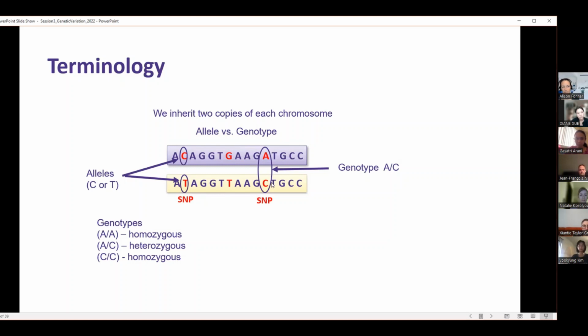The genotype is the combination of both of those alleles. So the alleles are C or T if we're looking at this position. The genotype is the AC. And because there are two nucleotides at each location, we have three options for genotypes. We can have two versions of homozygous, and that's where the nucleotides are the same on both chromosomes. So we either have two A's or two C's. And then we have heterozygous, and that's where the nucleotides are different on one chromosome versus the other. So for example, AC.